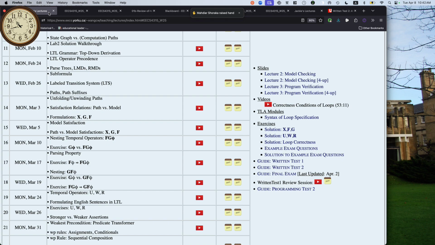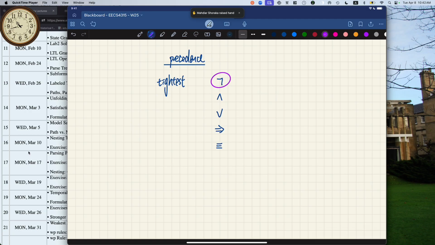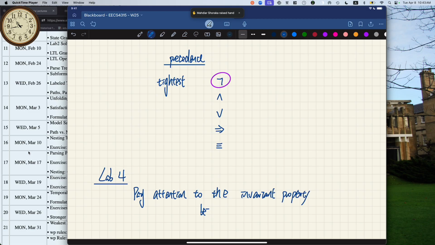So what you really want to watch out for is this one here. For lab number 4, you want to pay attention to the invariance property being checked. You may not be asked to actually encode the whole Sudoku game in the exam. I don't think so. But you may want to look at how the invariant condition is being checked, and then maybe try to even run the solution yourself.